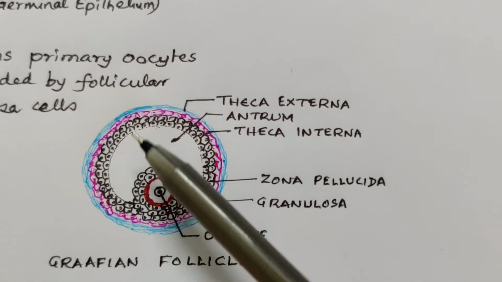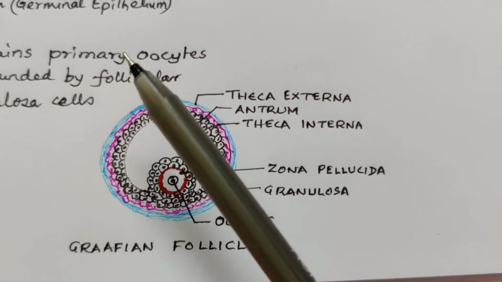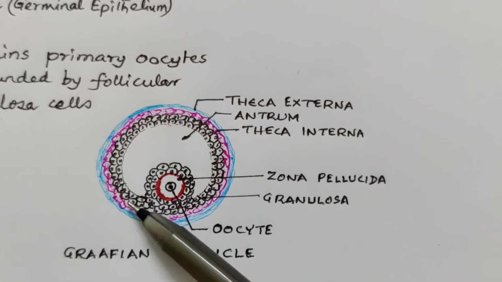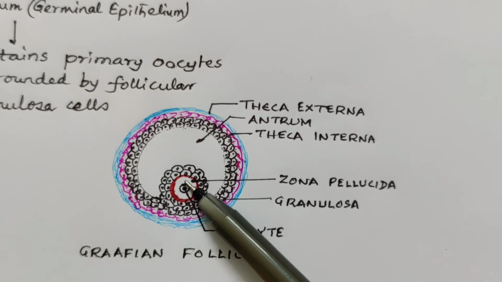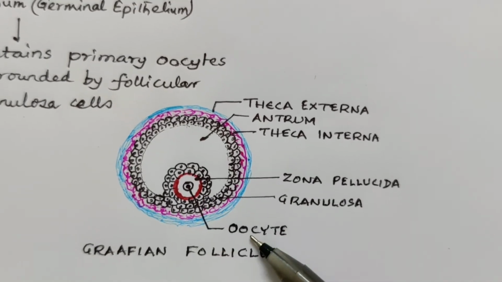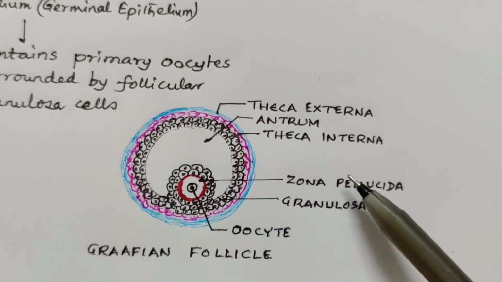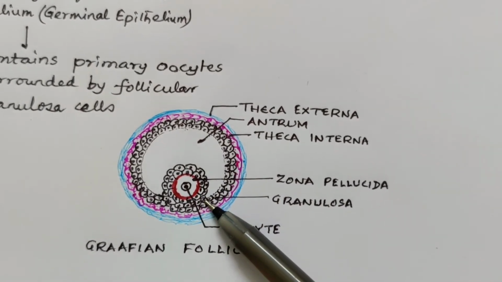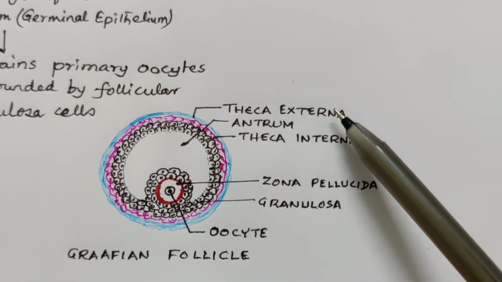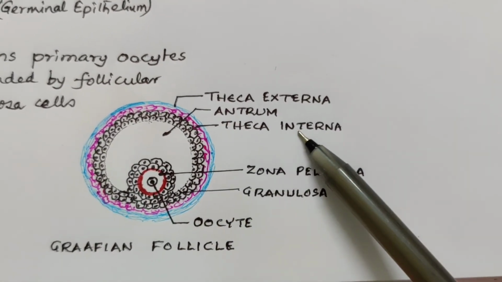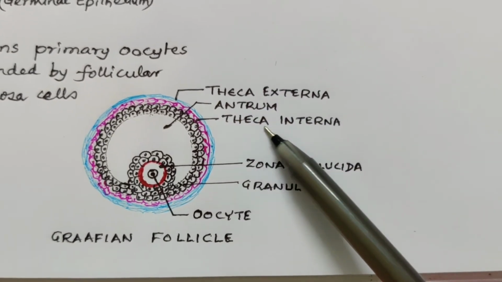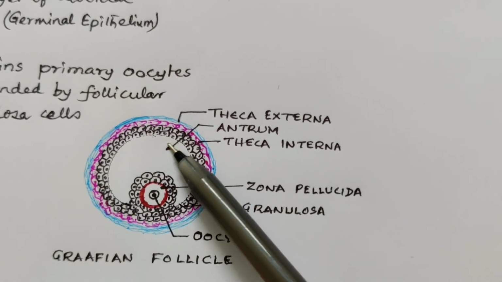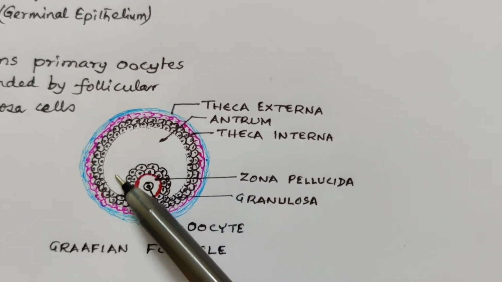This is the matured Graafian follicle, as you see. It consists of these follicular cells. In the center there is the oocyte. The oocyte is surrounded by zona pellucida and thereafter corona radiata. These are granulosa cells. The outermost part is theca externa, and inner to the theca externa is theca interna. Now this hollow part is known as antrum, which contains a fluid called liquor folliculi.